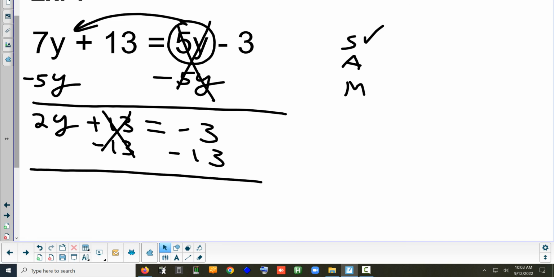And let's see what we're left with. Sophie, what's on the left side? Say that again. 2y. 2y. And now the right side, negative 3 minus 13. Abby? So think about like if you owed me $3 and then you owed me 13. How much do you owe me now? Total. You owe me 16. And because you owe me, that's like a negative, right? Because you owe me money, negative 16.